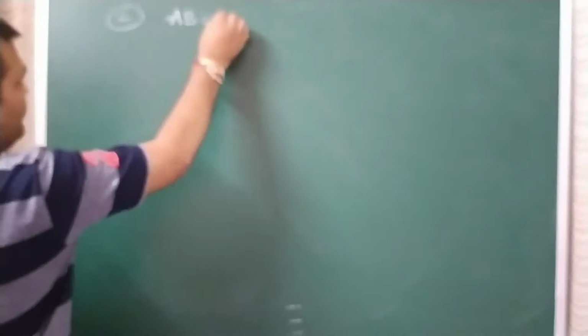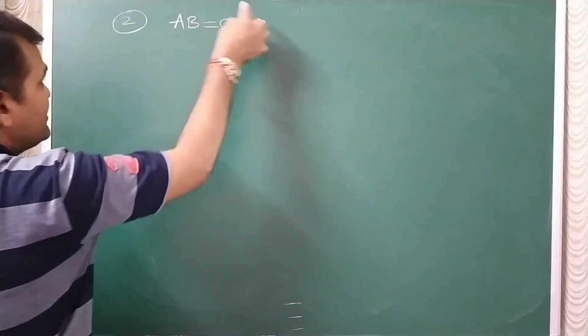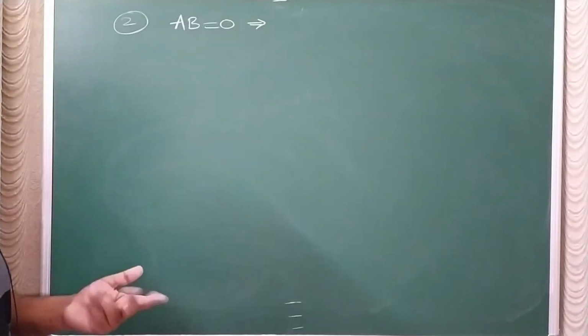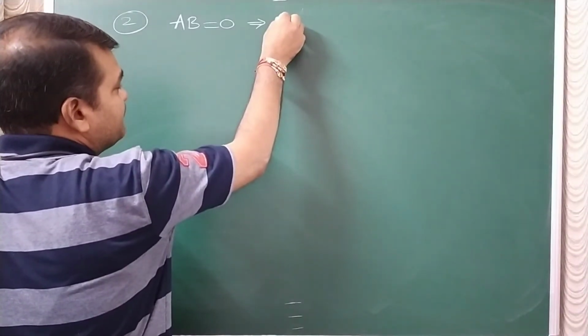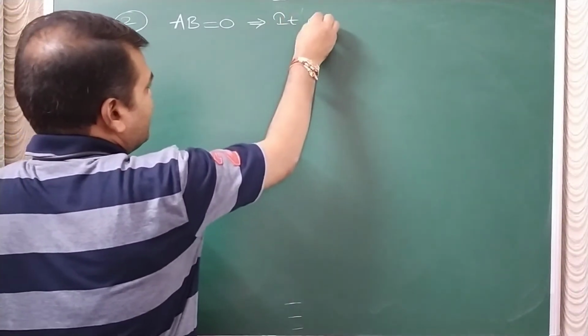So next property in multiplication is, in matrices, if AB is equal to 0, 0 means 0 matrix, that is not number 0. If AB is equal to 0, then it is not necessary.